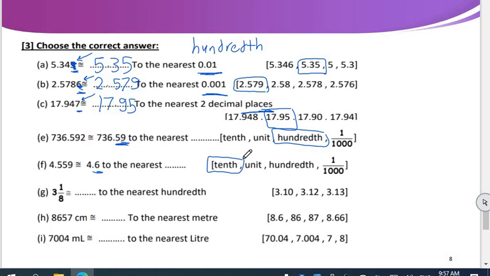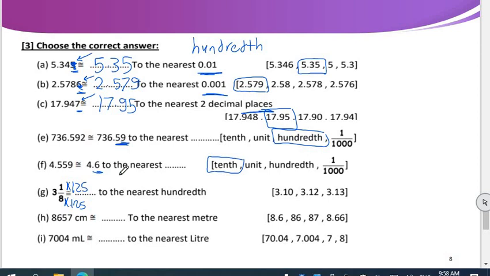Okay, letter G. 3 and 1 over 8 approximated to the nearest hundredth. At first we must convert it to become a decimal number. So what should we do? We must have 10 or 100 or 1000 in the denominator. So we will multiply numerator and denominator, in here 8 by what to become 1000? Super, 125. You keep it from primary 4. So we will multiply by 125.